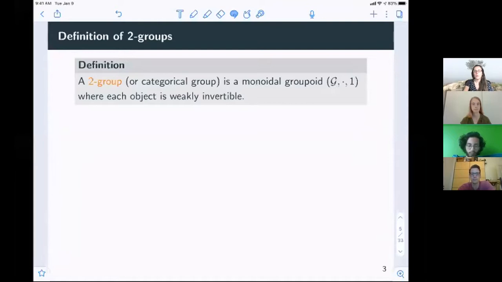Okay, so a 2-group, or what's sometimes called a categorical group, if you're hanging out with algebraists and don't want to confuse them, is a monoidal groupoid where each object is weakly invertible. So when we talk about a monoidal groupoid, we mean a category that has a tensor or multiplication structure.